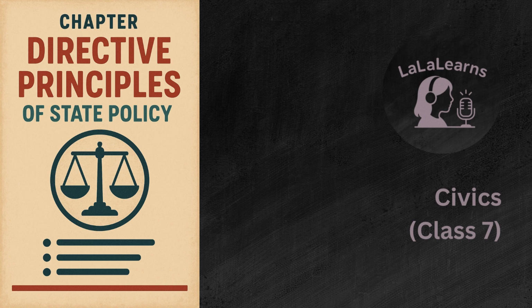Which leads to the third difference, their character. Some fundamental rights, as I said, seem negative in character. They tell the state what it must not do. For example, a person arrested shall not be denied the right to consult a lawyer. It's a prohibition on the state. Right. Directive principles, conversely, are generally positive directions to the state. They tell the state what it should strive to do. For instance, the state is directed to ensure people get assistance in cases of unemployment or old age.